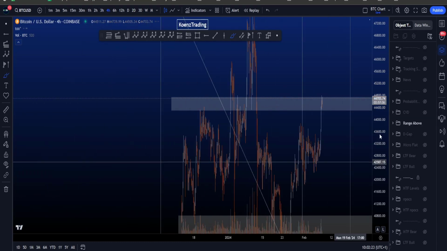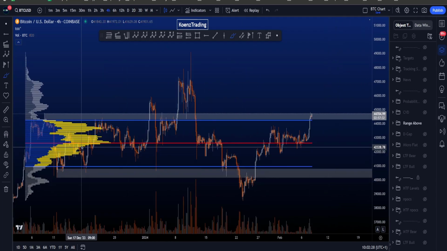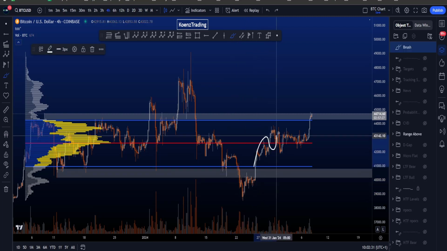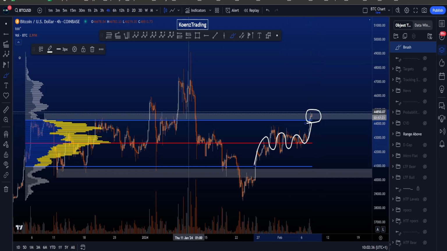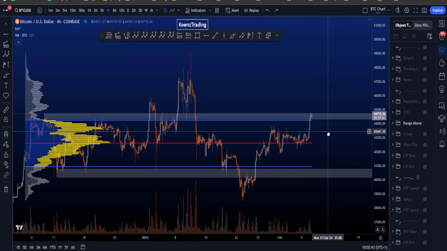We are also at resistance. If we look at this range over here, right, we have this range where price had a deviation below the range, came back inside, been ranging around the point of control, moved towards the upside to the value area high. We are also at resistance now, which is between 44.3k and 44.8k.